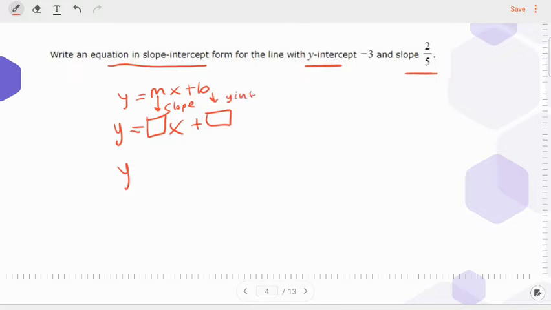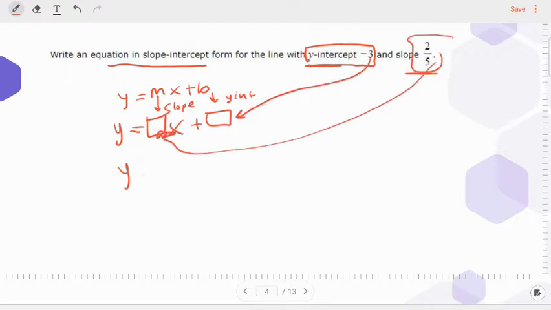So if I read this problem, I literally am going to take the y-intercept and plug it in here and take my slope and plug it in here. So what is that going to end up looking like? y equals 2 over 5x, and either plus a -3, or we can make it look more simplified. So y equals 2 over 5x minus 3 would be the same thing.